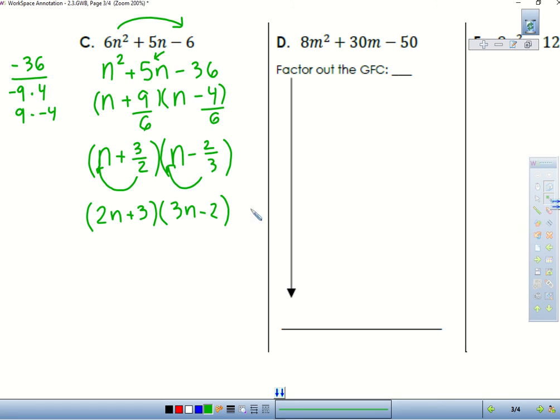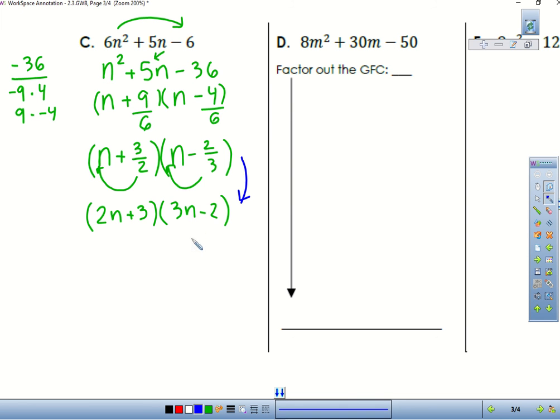Does anyone have any questions about C or need more time on C? How do you split it up with the denominators to do this? It's supposed to be a 5, so how do you know which one goes to the 3 and which one goes to the 2? From the last step to the next. Whatever the denominator is, that's the one that goes in front of the n.